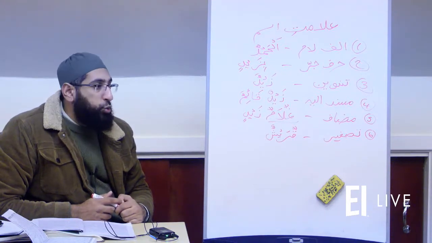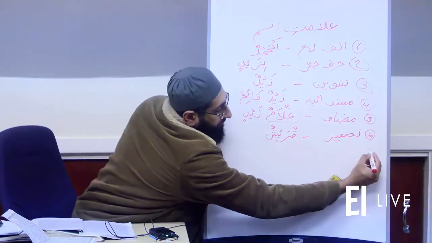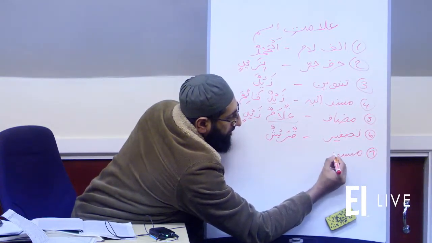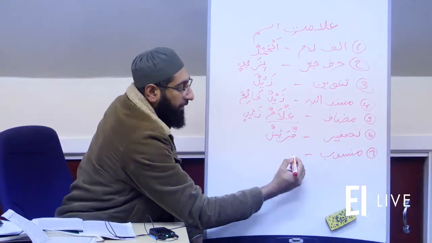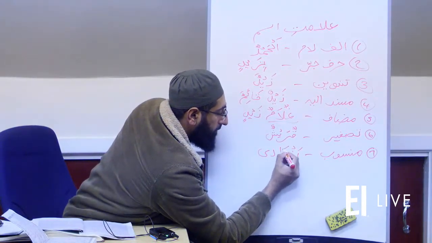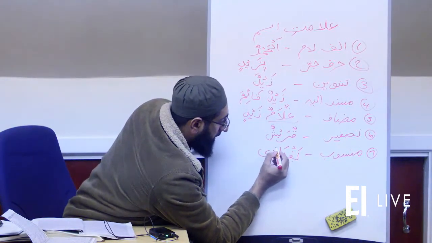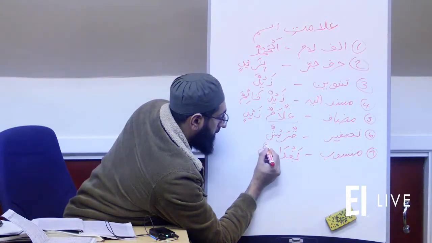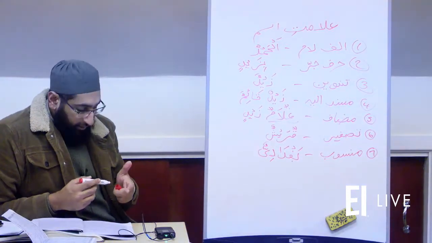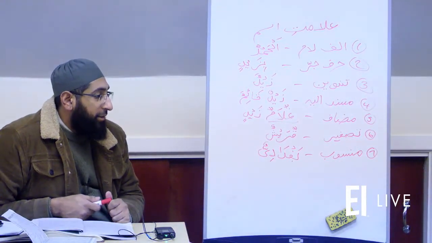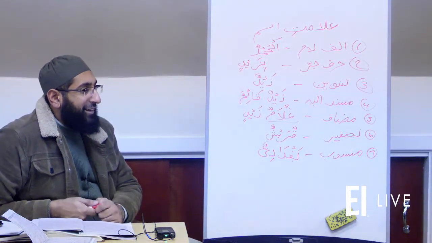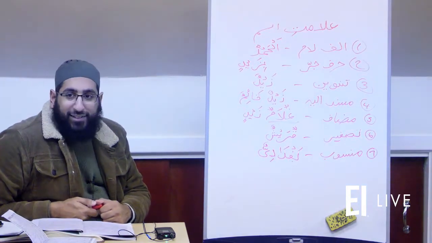Then you have mansoob with the sin. Like Baghdadiyun is the ya of association. Okay? The ya of association. Baghdadi, Bradfordi, Leeds after Leedswy with the waw. Okay? Leedswy, isn't it? Yes, Leedswy.